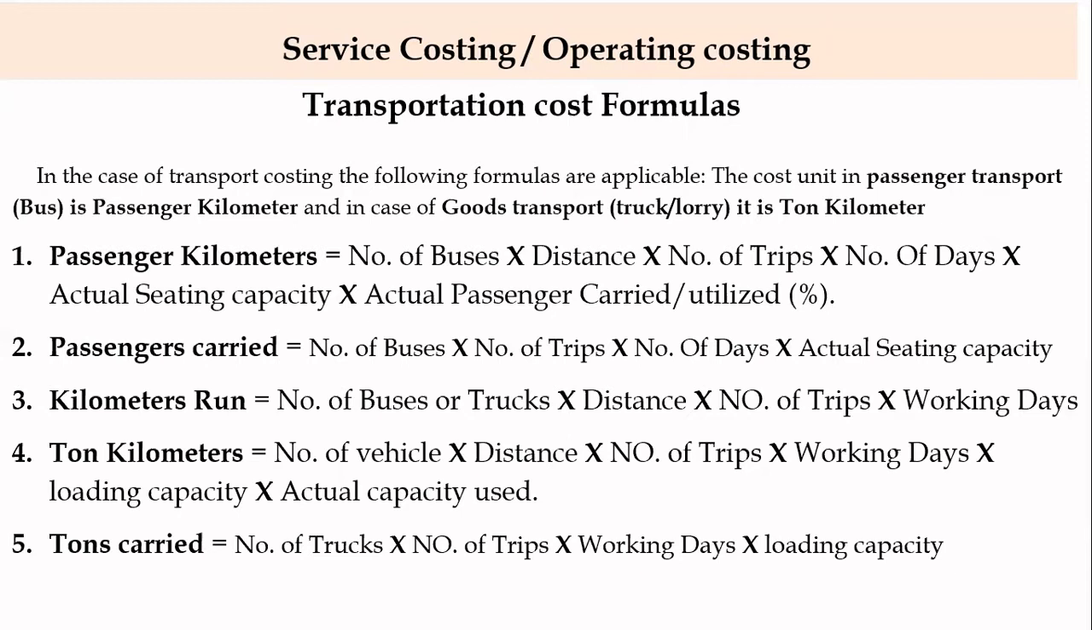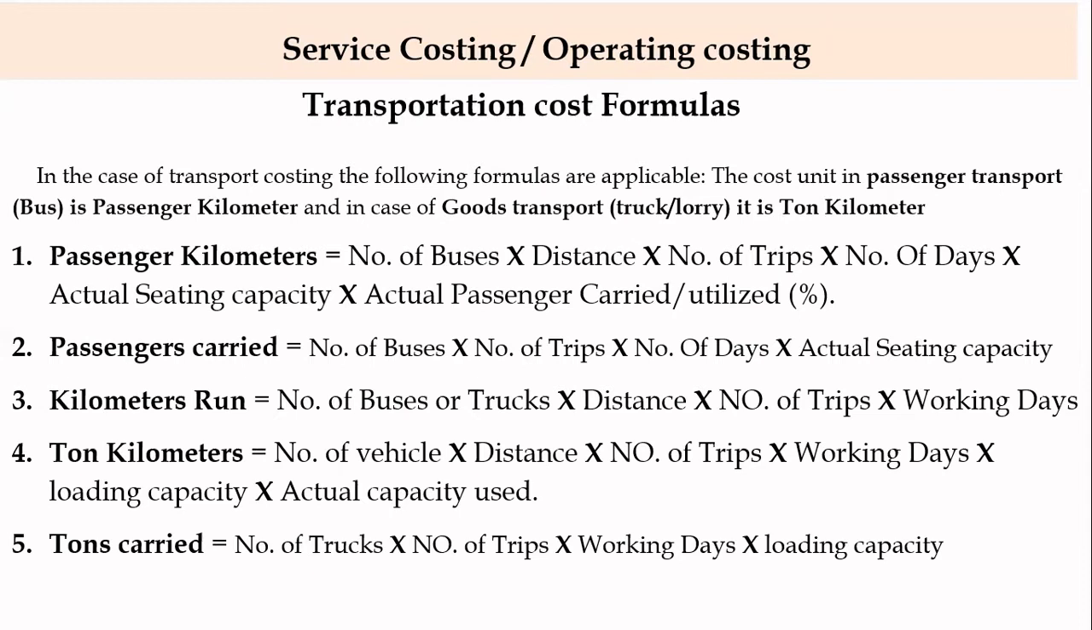Even though they ask the problems for 2 marks or 5 marks or 15 marks, these formulas are basic. Without calculating passenger kilometers or ton kilometers, you cannot calculate the cost sheet. You cannot arrive at cost per unit. So you should be very thorough with these formulas. It is very important. These problems are very important from the exam point of view. So let us discuss the formulas.